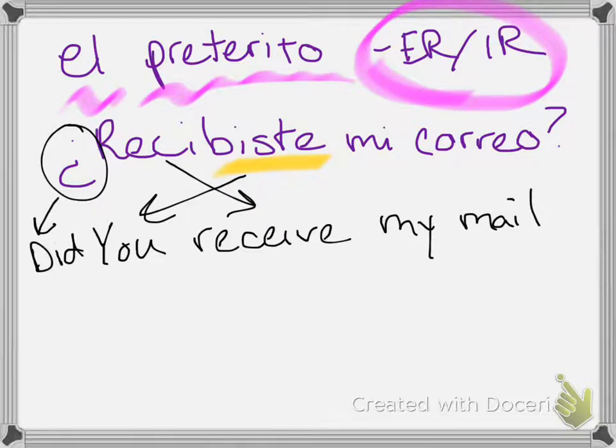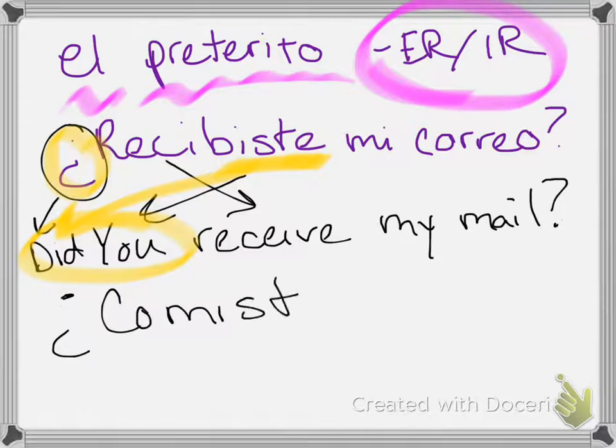This could be my email. Did you receive my email? Did you receive my mail? Okay, so whenever you see this iste and the question mark together, it's going to be did you? Did you?